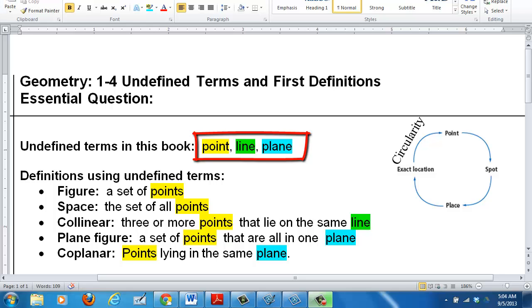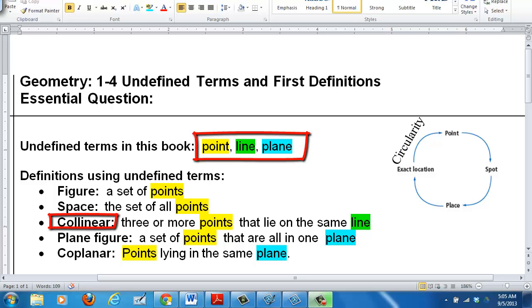Down here I have 5 different definitions you're going to need to be familiar with: figure, space, collinear, plane figures, and coplanar. All of them use either point, line, or plane, or a combination of them in their definitions. A figure is a set of points. That's kind of an interesting definition, but that's as exact as we can be with it. Any set of points put together makes up a figure. Space is all points.